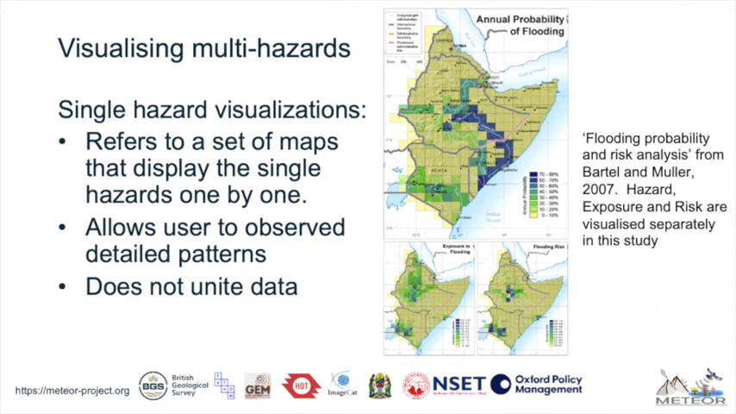One way to mitigate this is to arrange images next to each other so that attributes can be compared over several outputs. In the figure here, we can see how this approach was used by Bartle and Muller in their risk analysis of the Horn of Africa. In this study, they separate out the different hazards such as flood, drought, earthquake, and locust, and then display sets of maps from each one, projecting the hazard, exposure, and risk separately. Single hazard visualizations are often a first step towards understanding multi-hazards, and are followed by a presentation of merged or joint variables.